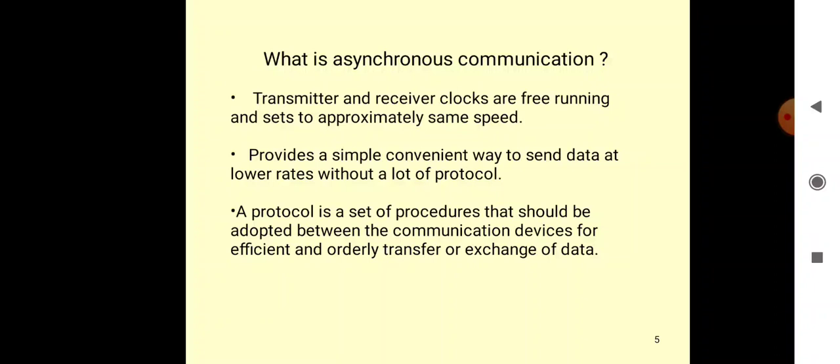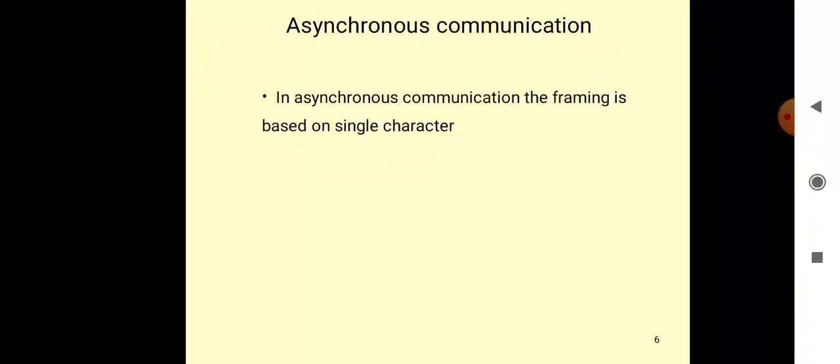exchange of data. So whenever we are saying asynchronous type of communication, transmitter and receiver clocks are free running and set to approximately the same speed. It provides a simple, convenient way to send data at lower rates without a lot of protocol. What is a protocol? It is a set of rules or procedures that should be adopted between the communication devices for efficient and orderly transfer of information or exchange of data.